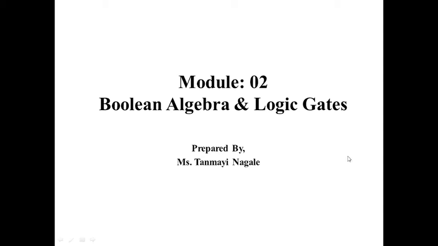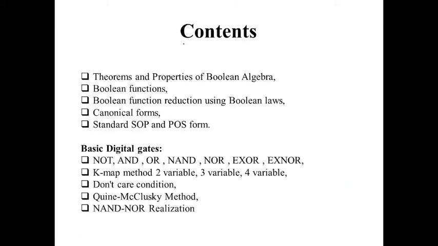Hello everyone, this is your module number 2, that is Boolean algebra and logic gates. In this module we have to cover the following contents: theorem and properties of Boolean algebra, Boolean function reduction using Boolean laws, canonical forms, standard SOP and POS form, that is sum of product and product of sum form, then basic digital gates like NOT, AND, OR, NAND, NOR, XNOR and XOR gate.